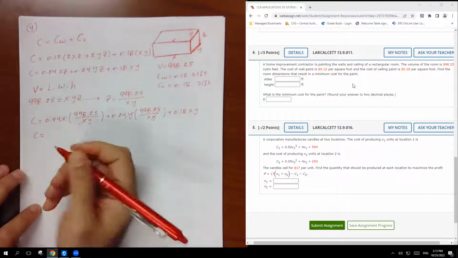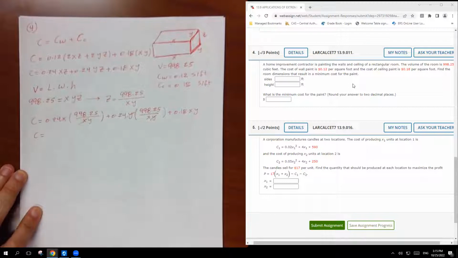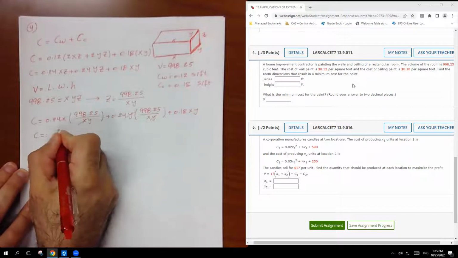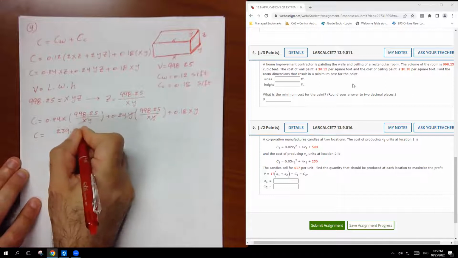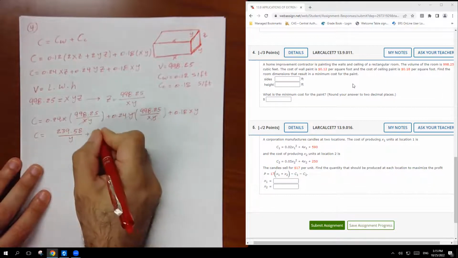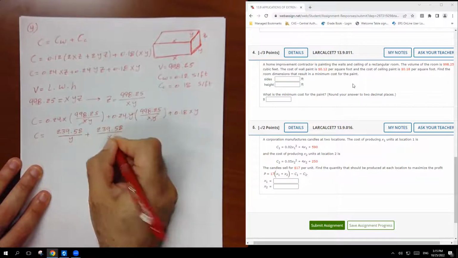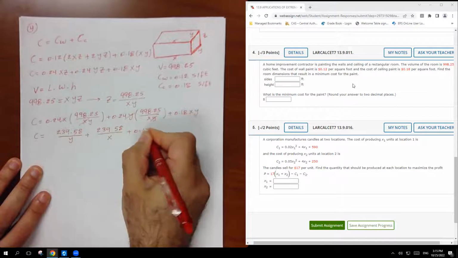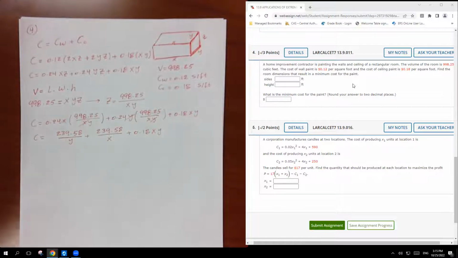So the cost C is going to be 0.24 times 998.25, which is 239.58, divided by y, plus the same thing here, 239.58 divided by x, plus 0.18 xy. Let's keep going. Now, this is our function.